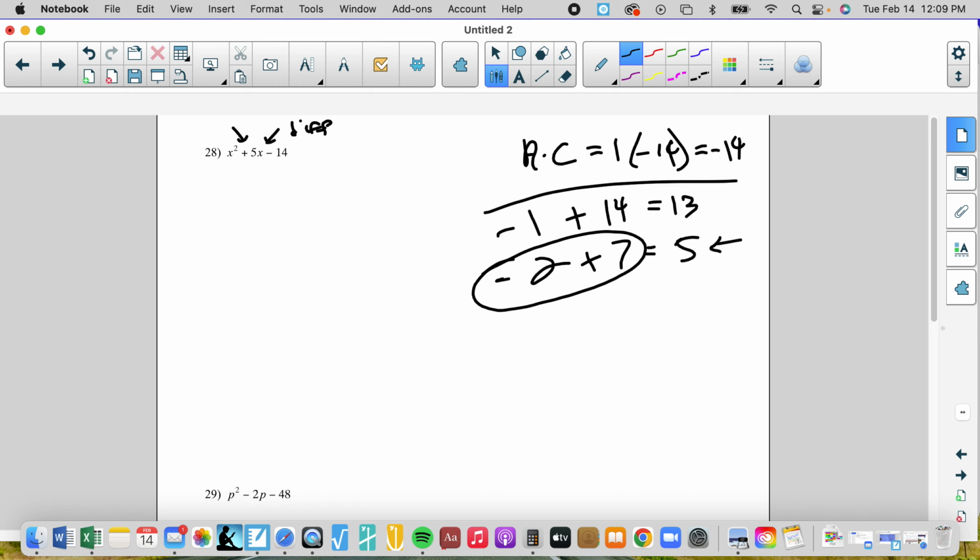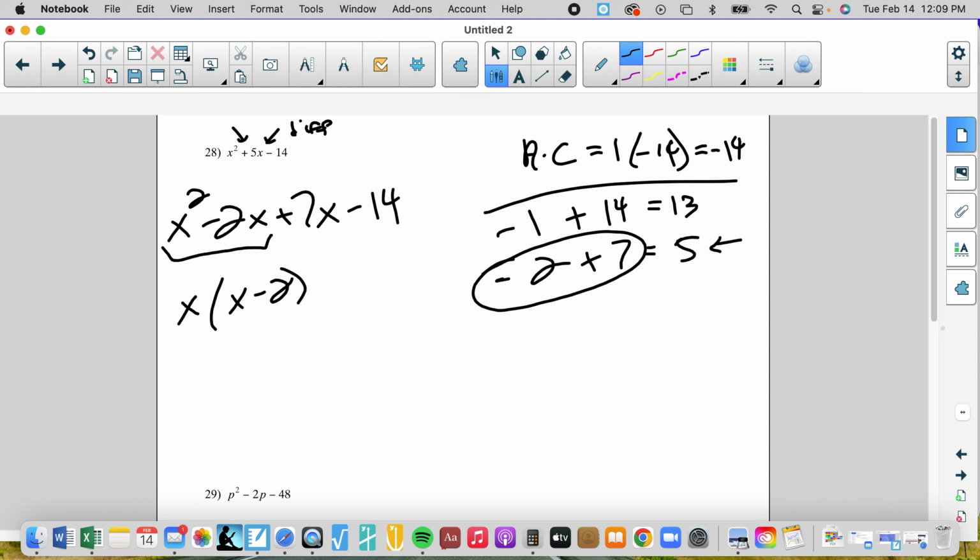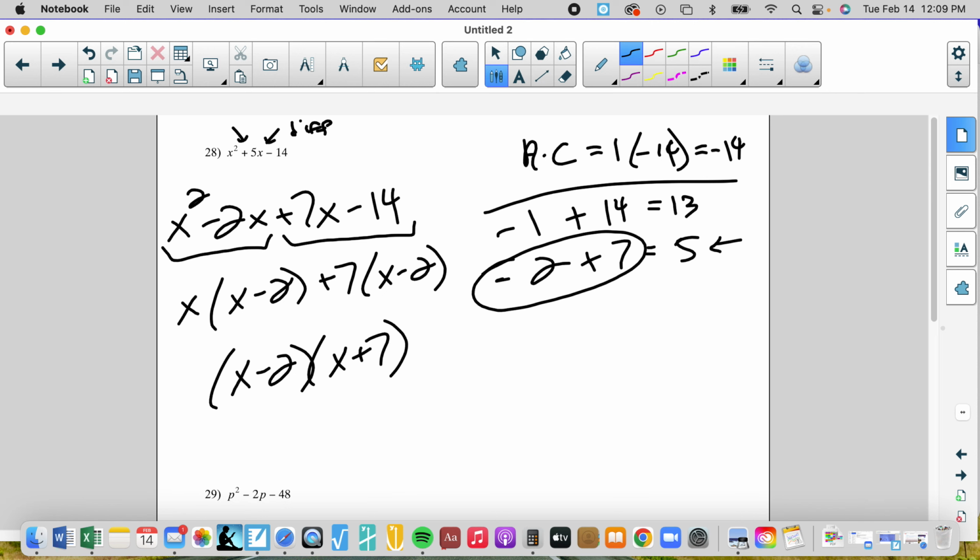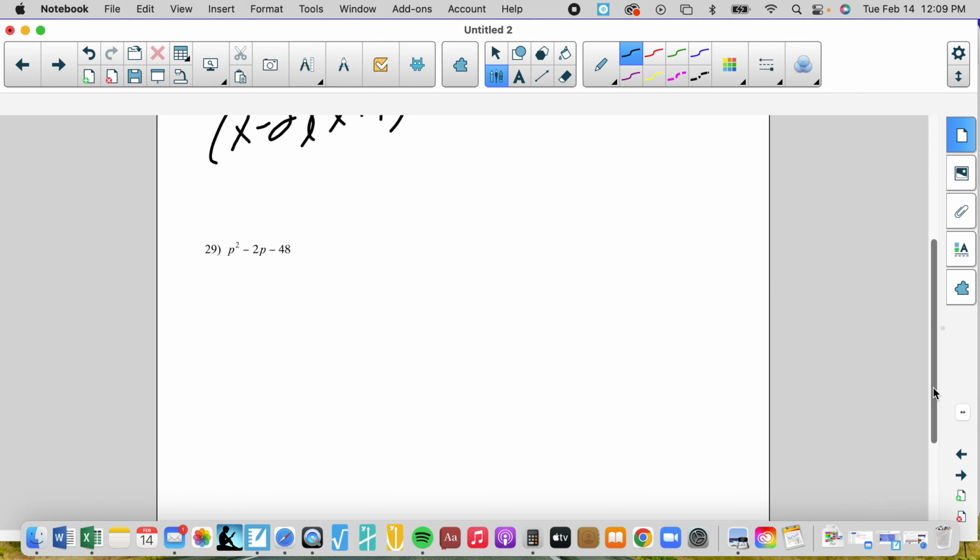I'm going to use these two values. X squared minus 2x plus 7x minus 14. Factor out an x. Factor out a 7. And I get x minus 2, x plus 7. By this time, you should be really proficient at a times c.